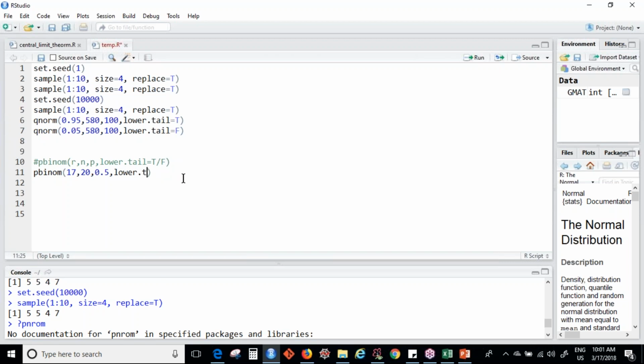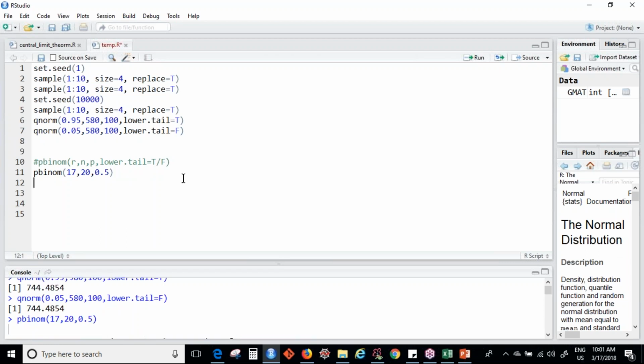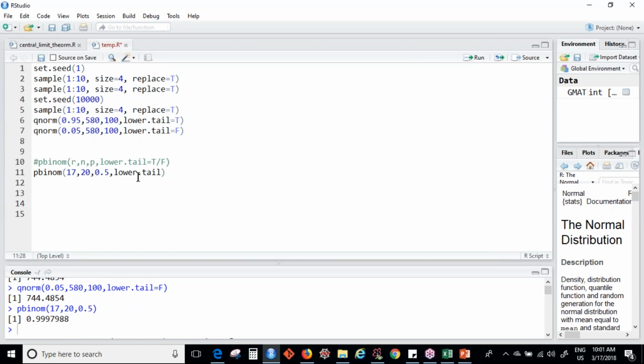Are you getting it, guys? So this is the probability of getting 17 heads. Everybody understood the syntax? This is the probability of getting 17 heads or more in its direction.